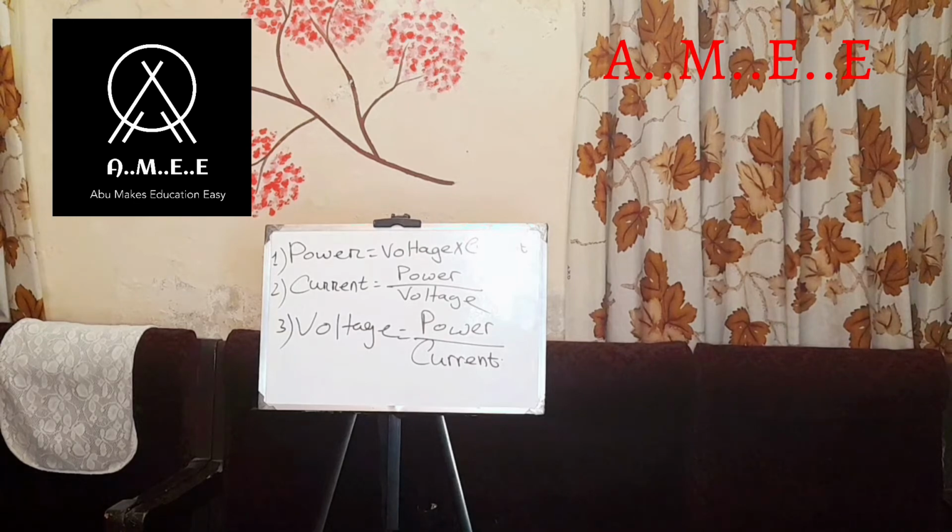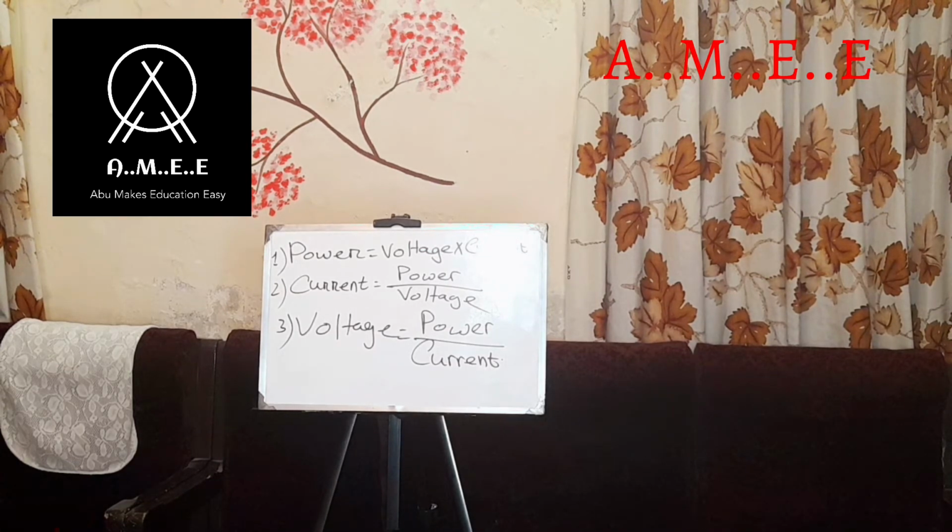If these two things are given to us, we can be sure that we are going to be asked to find the power. For finding the power, we simply use the first formula, power equals voltage into current. The voltage was given 12 volt and the current was given 3 ampere. So 12 into 3 is 36 watts.